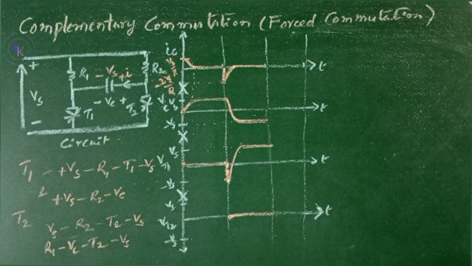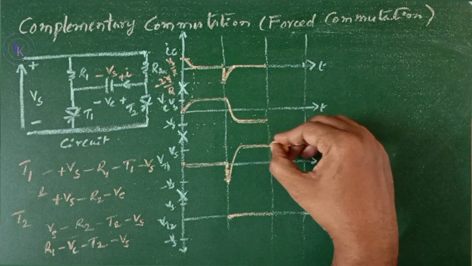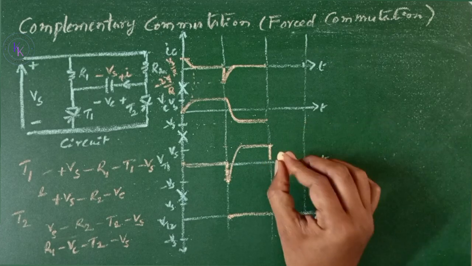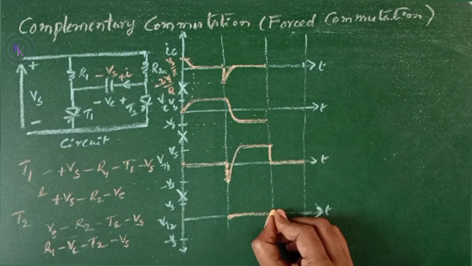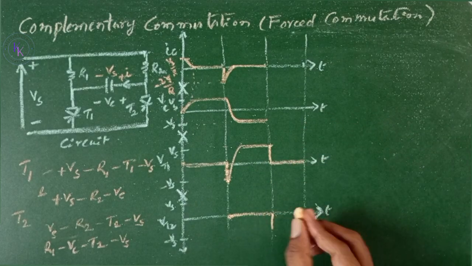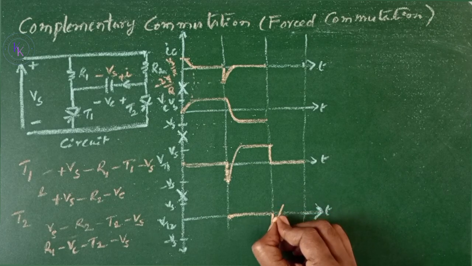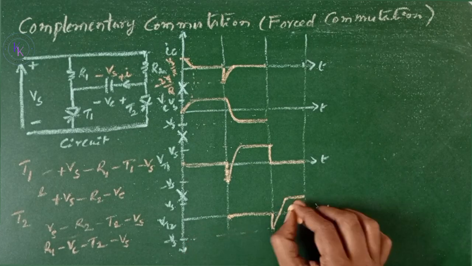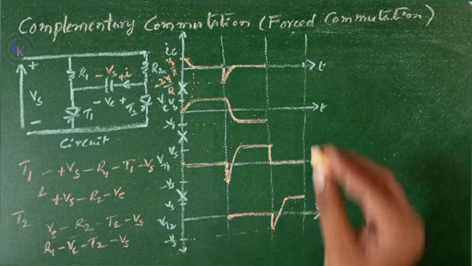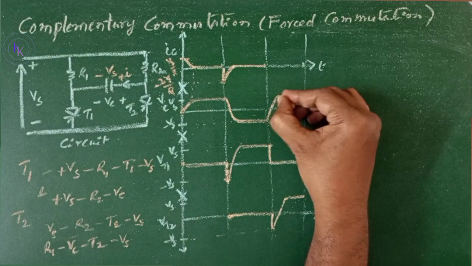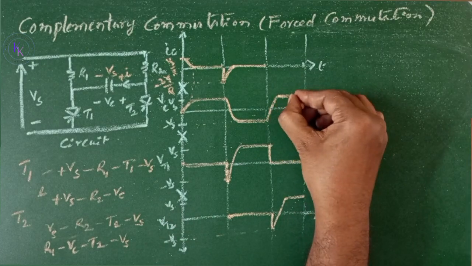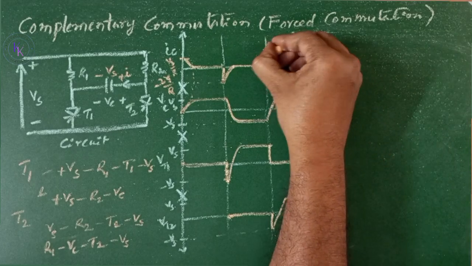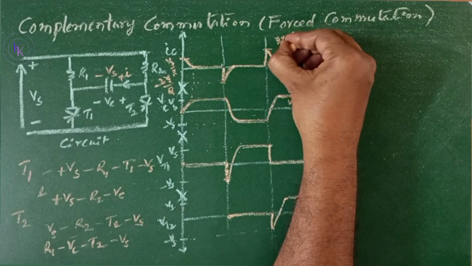If the thyristor T1 is fired again, the thyristor T2 is turned off and this cycle repeats. When T1 is turned on again, the voltage across T1 will become 0. As soon as T1 is turned on, the negative voltage Vs is going to appear across T2. The capacitor voltage is going to reverse to Vs. Now the current value is 2 Vs by R.